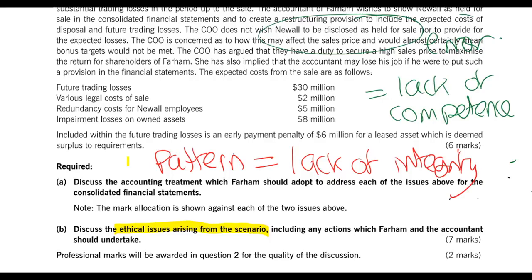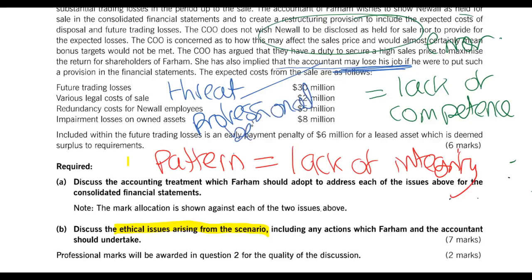But I haven't finished yet, because there is also an implication that the accountant may lose their job if they were to put such a provision in the accounts. And technically, they should be putting a provision for some of those things in the accounts. Losing their job, that sounds to me like a threat. That sounds to me like bullying behavior. That's not ethical, because we need to behave in a professional manner. So this is against professional behavior. So we've got 3 distinct, separate ethical issues being violated within this question.